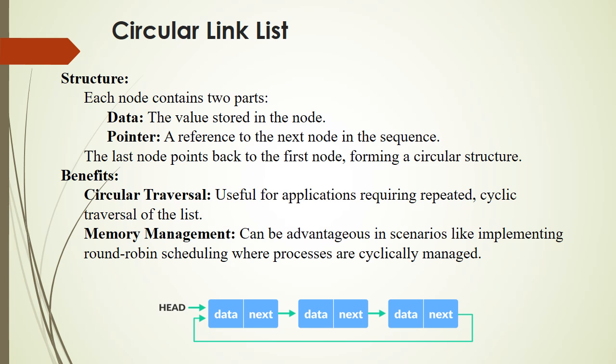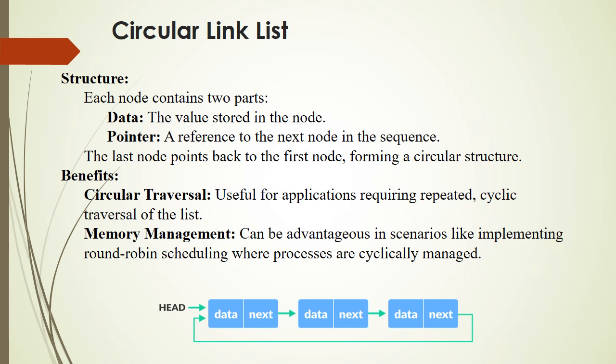In a singly circular linked list, each node points to the next node and the last node points back to the first node. In a doubly circular linked list, each node points to both the next and previous node, and the last node's next pointer connects to the first node, while the first node's previous pointer connects to the last, connecting the ends.